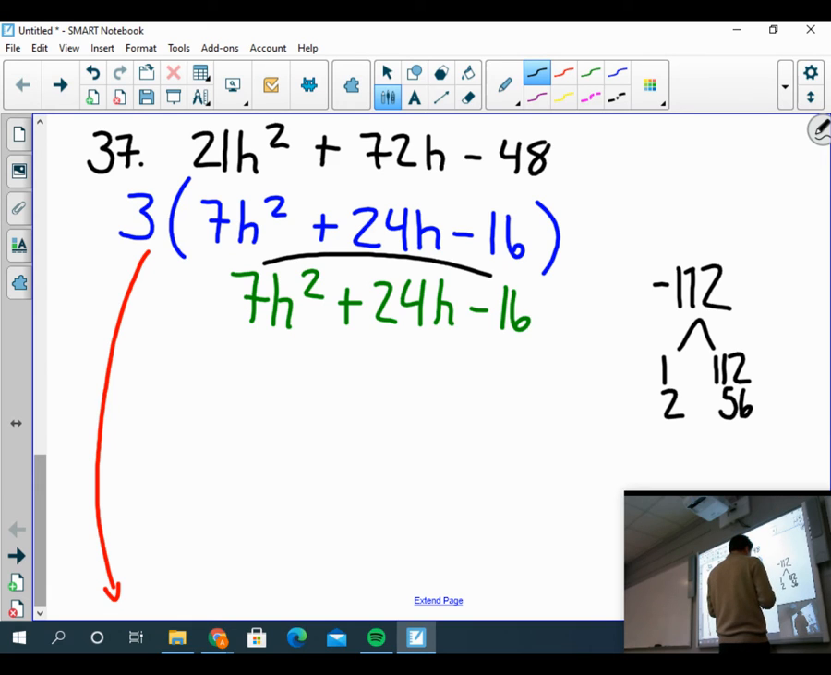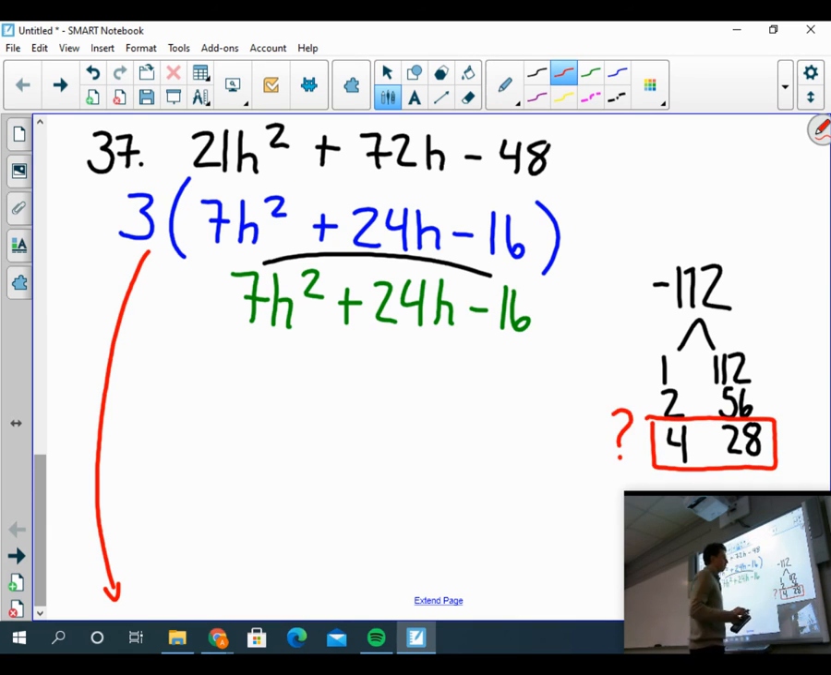112 is not divisible by 3. 4 and 28. Hey, what do you know? That might give me 24. I see it, but before I say A-OK, which is why I'm putting a question mark here, I need to go ahead and make sure that the signs line up as well.